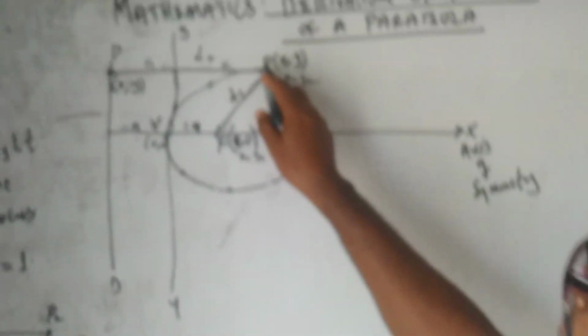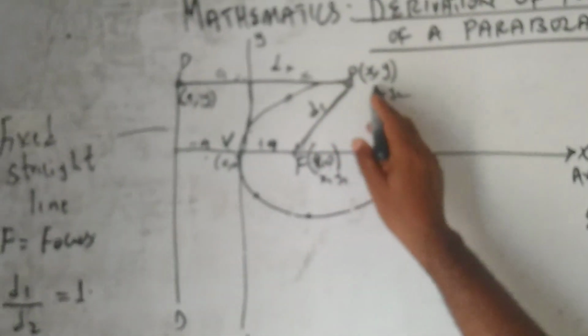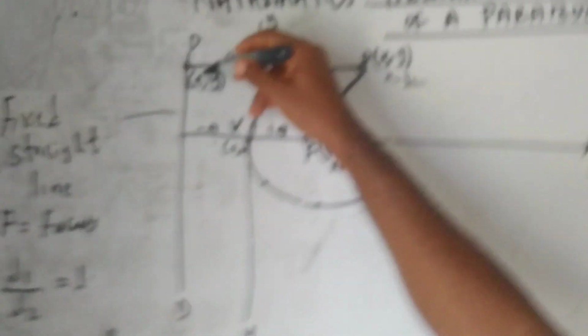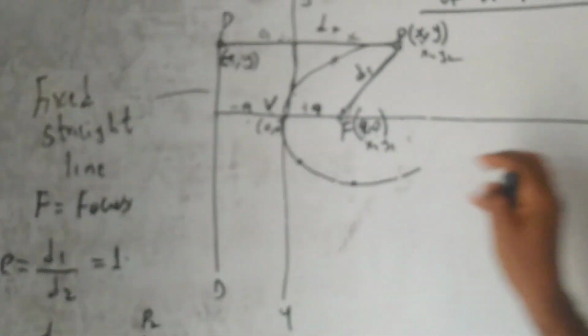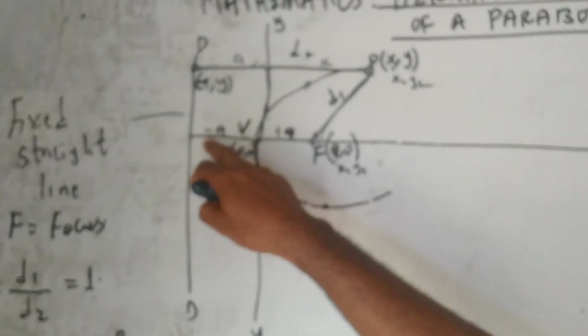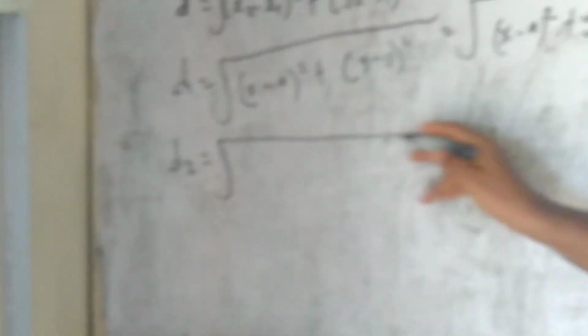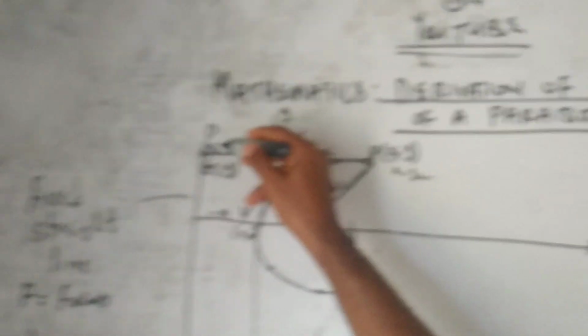Then for the distance d2, I have the coordinates of the endpoint as minus a, y. This a is supposed to be negative because it's on the left side of the x-axis from the origin, so it's going to be minus a. Now, I will substitute the coordinates of the endpoint in this formula too. Let's say this one is x2, y2. Let's say this one is x1, y1.